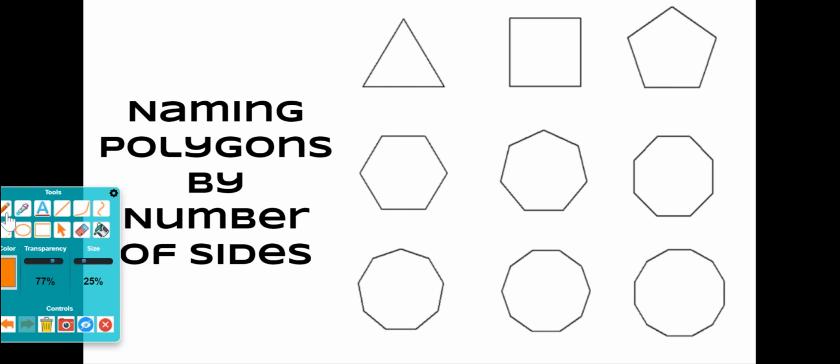Now that we know the types of polygons, we can start naming some of our common polygons by the number of sides. So first thing we're going to do is we need to know how many sides there are. So let's go through and list off the number of sides.